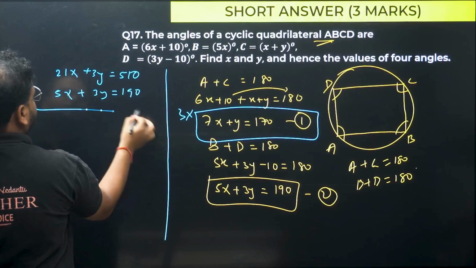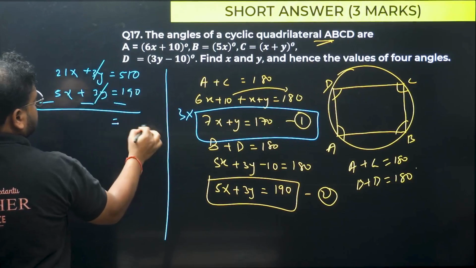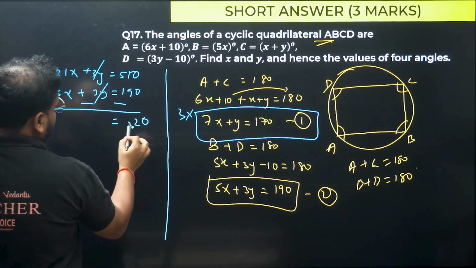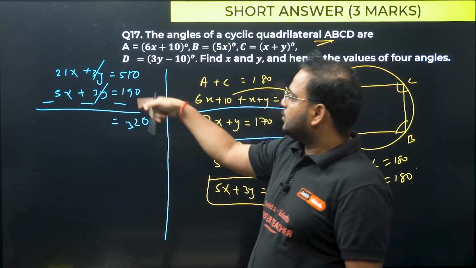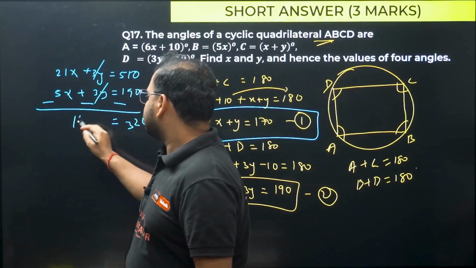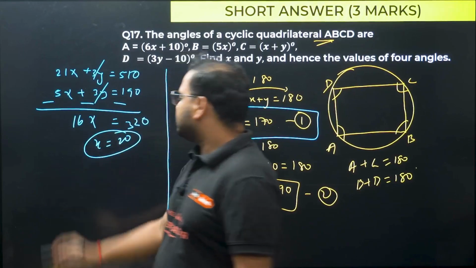Subtract now. Subtract the equations. 3y cancels. 0 we get 2. 4 minus 1 will be 3. Correct? Please check. This is 320. 0, 11 minus 9 is 2. 4 minus 1 is 3. Over here we have 16x. So I get the value of x as 20. Value of x is 20.